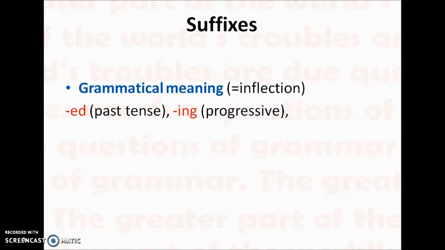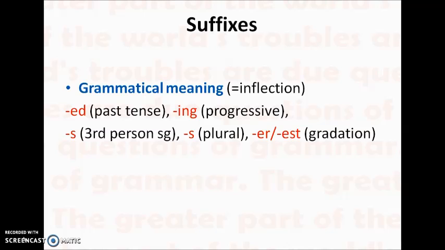They are -ed, used in the past tense of verbs, such as open, opened; -ing, used in the progressive form of words, such as to run, to be running; -s, used in plural, like in dog, dogs; -s, used in third person singular, such as in I run, he runs; and -er or -est, used in gradation, such as fast, faster, fastest.